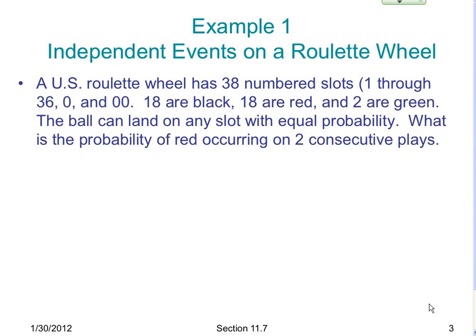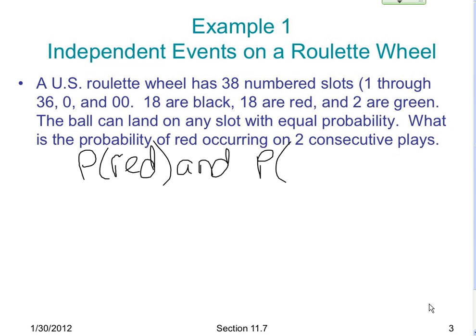A US roulette wheel has 38 numbered slots. 18 are black, 18 are red, and 2 are green. The ball can land on any slot with equal probability. What is the probability of red occurring on 2 consecutive plays? So what we're looking for is the probability of red and the probability of red.